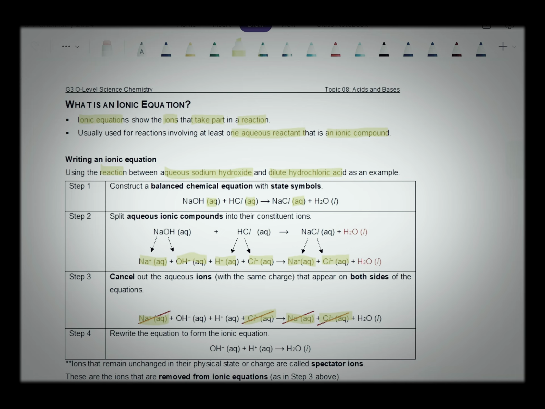So this will form the ionic equation, which highlights the particular ions that take part in the reaction to form the respective product. So this means in this entire reaction here, the hydroxide ions from sodium hydroxide, which is the alkali, and the hydrogen ions from the hydrochloric acid, which is the acid, will react with one another to form water. So this is also called the neutralization equation.